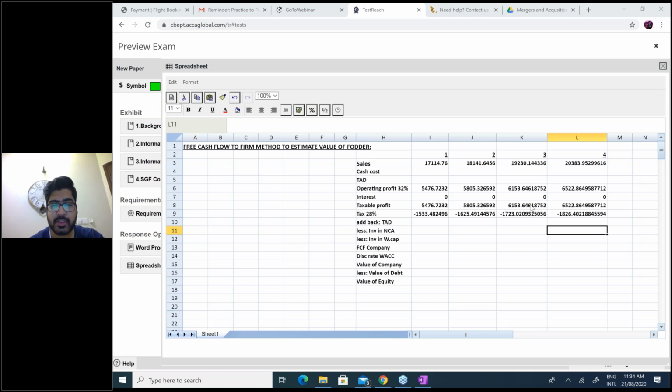In the question, cash costs and TAD weren't given. Okay, directly operating profit was given, so we also would write directly operating profit. Now operating profit is what? Operating profit is basically a percentage of revenue. So I went to the last year, took operating profit percentage, which is operating profit over sales. It's coming 32%. So I also took 32%.